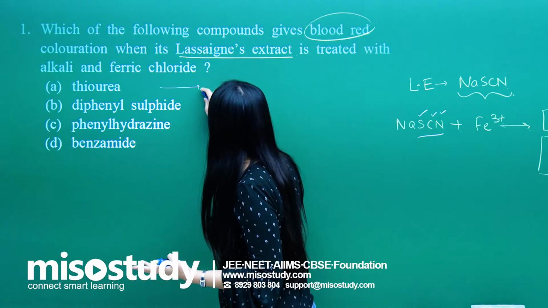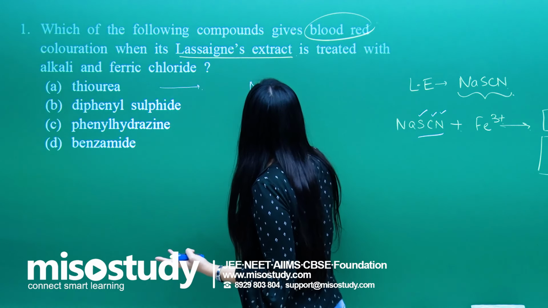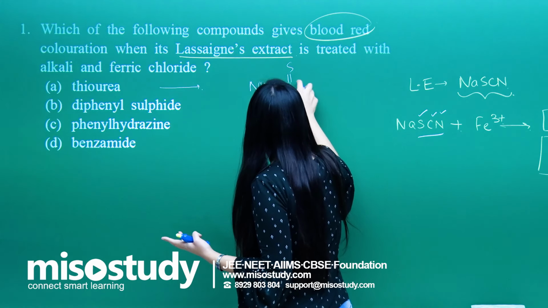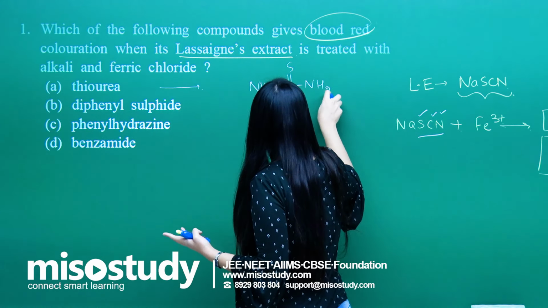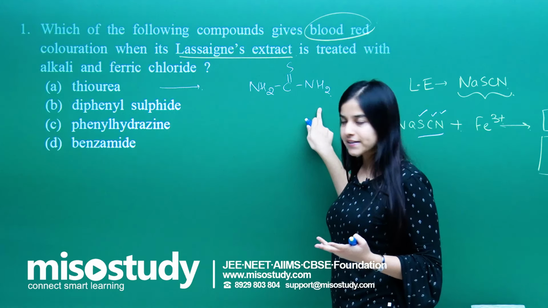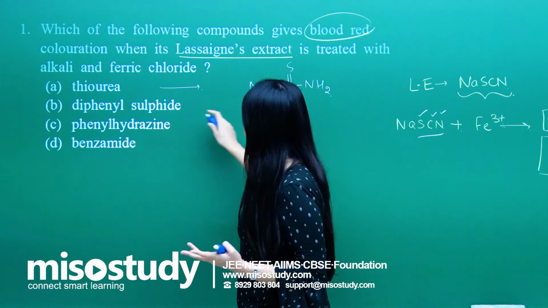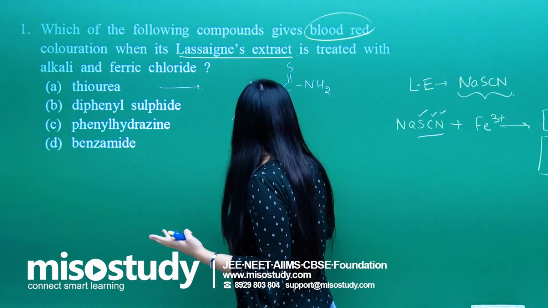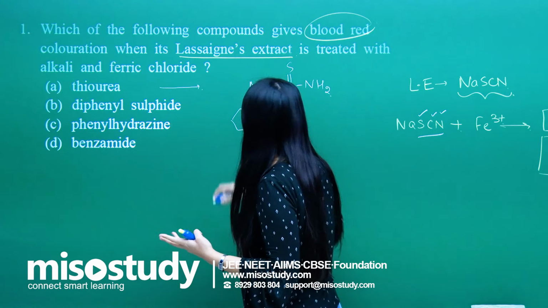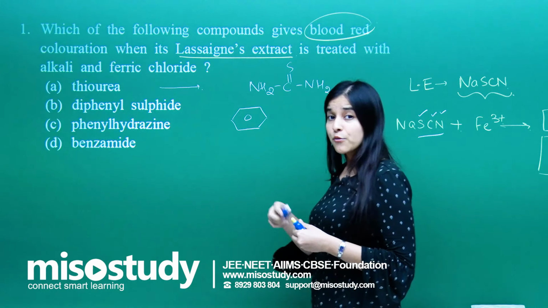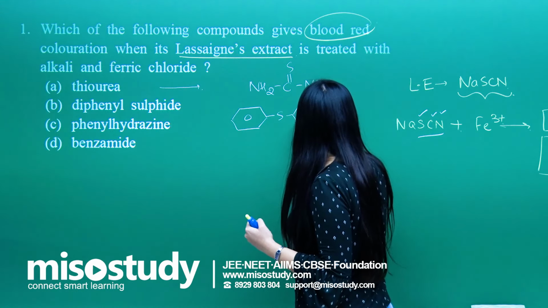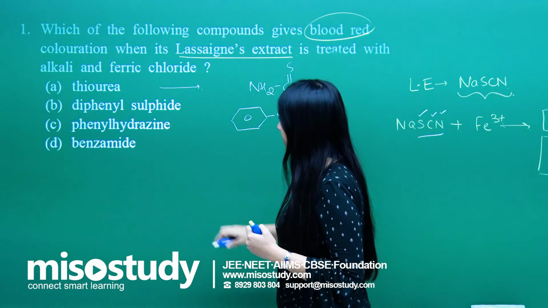So first of all, if I consider thiourea, you need to have proper information about what the structure of all of these compounds is. Thiourea looks like this. Next is diphenyl sulfide. So I hope everybody knows what diphenyl sulfide is. If not, you can just very easily form the formula. So that is the structural formula for it.